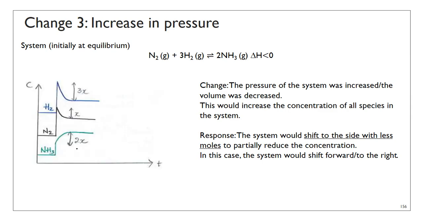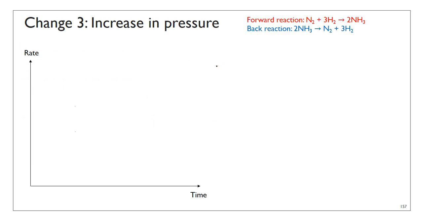And the response is that the system will shift to the side with fewer moles to partially reduce the concentration. So you're going to see a sharp increase in the concentration of all three species. And then because in this particular case the system shifts forward, two of them will go down and then one will stay up. I do think that the rate of a time graph can explain why the system shifts forward in this case a little bit better than the concentration over time graph. So let's just think about what it actually looks like.